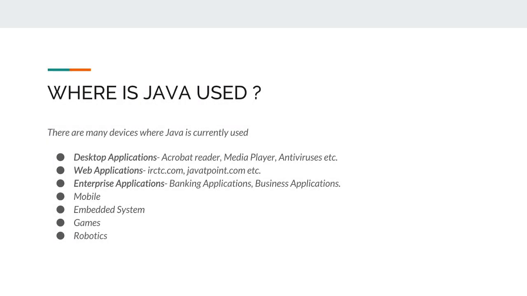Now, where is Java used? Java is used in a variety of applications, like desktop applications, which we use in our day-to-day lives, like Acrobat Reader to view PDFs, media players, antiviruses, etc. Then it is also used in web applications, enterprise applications as in bank applications, business applications, mobile, embedded systems, games, robotics, everywhere.